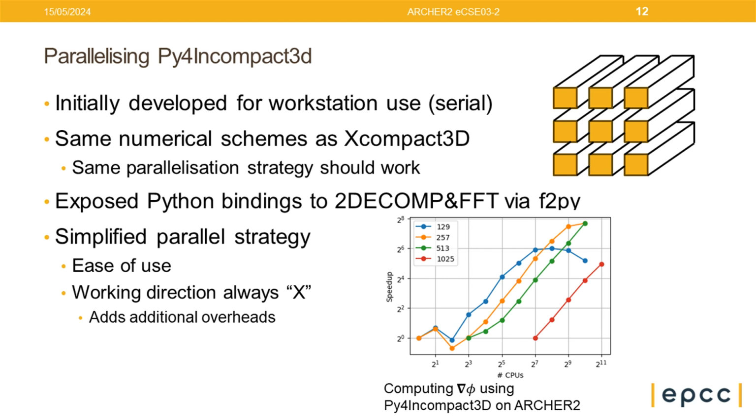So as a test, I computed the gradient of a field on ARCHER2 on a range of mesh sizes, and given that there's sufficient work to keep the processors busy, then get good scaling up to 2048 cores.